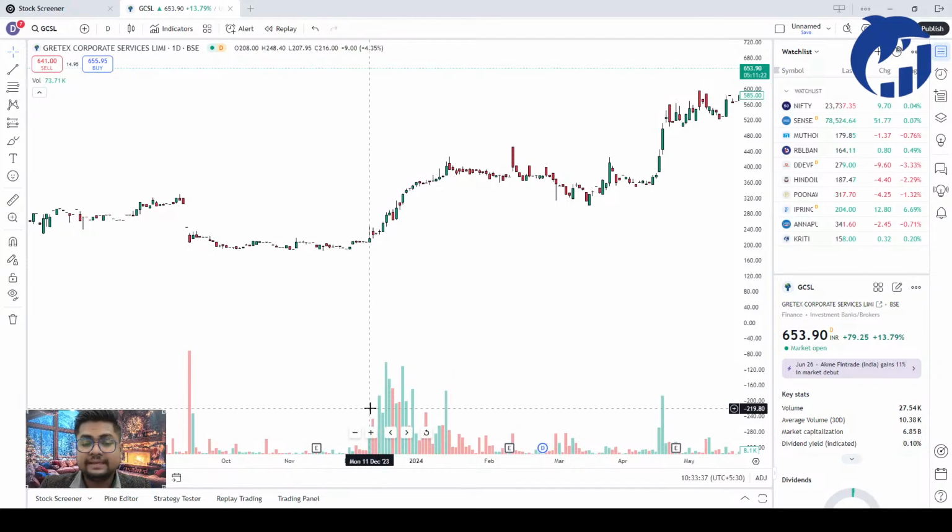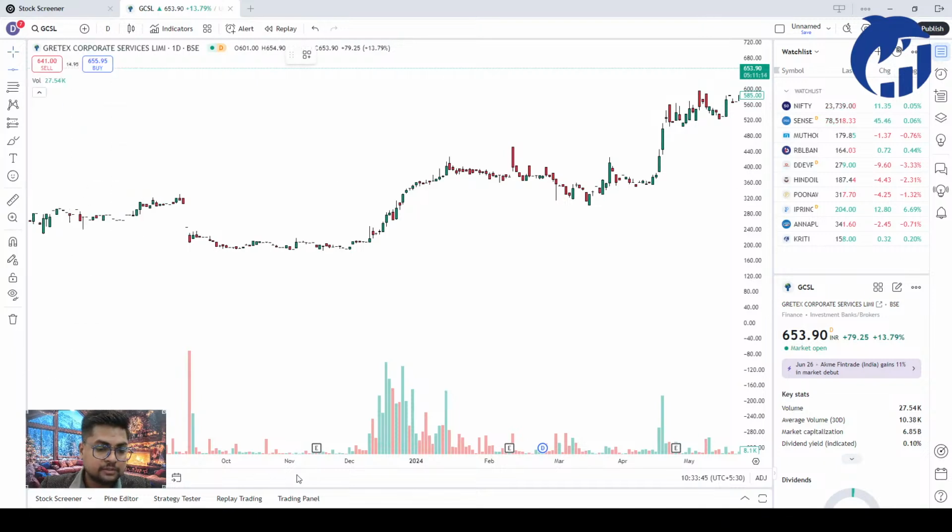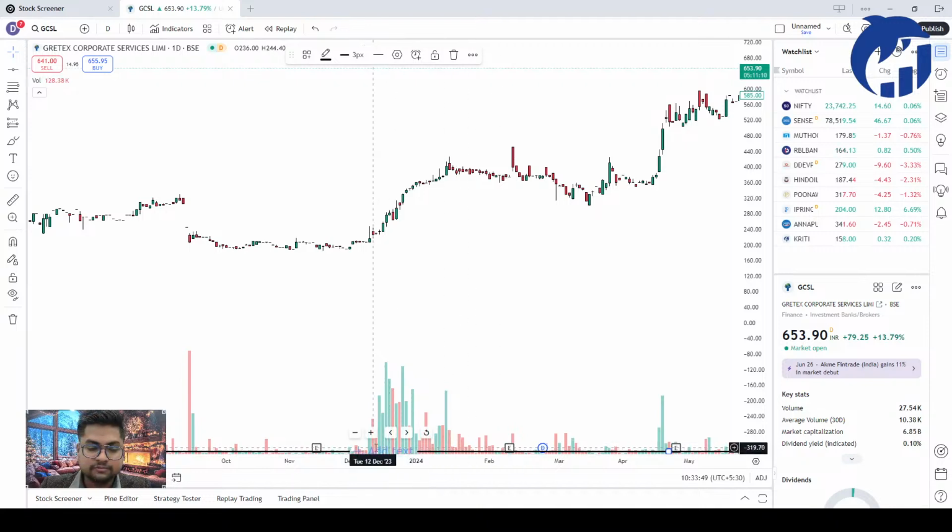So the volume is continuously making good highs. So just look at the volumes. I will give you a clear understanding, right? The volume was very low previously, and now the volume has come to the average. It's very high. It's almost 5 to 10 times as of now.